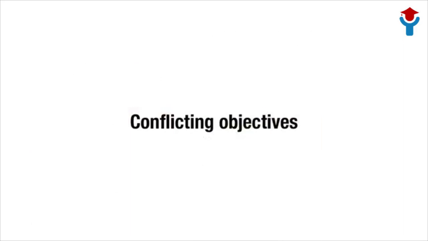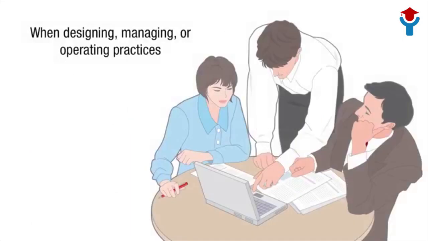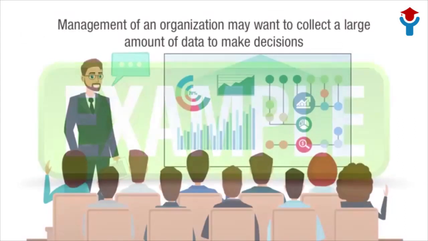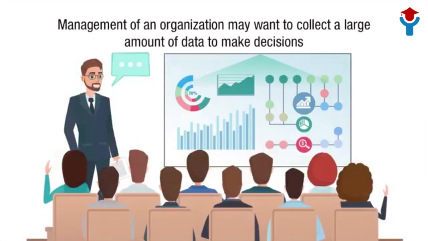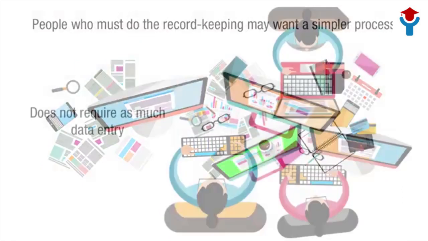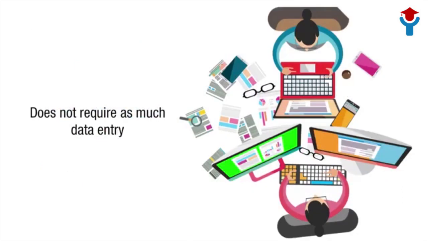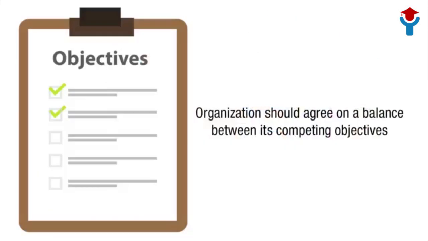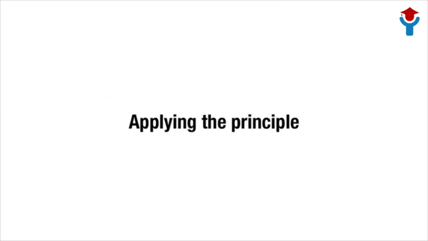Conflicting objectives. When designing, managing, or operating practices, be mindful of conflicting objectives. For example, the management of an organization may want to collect a large amount of data to make decisions, whereas the people who must do the record keeping may want a simpler process that does not require as much data entry. Through the application of this and the other guiding principles, the organization should agree on a balance between its competing objectives.